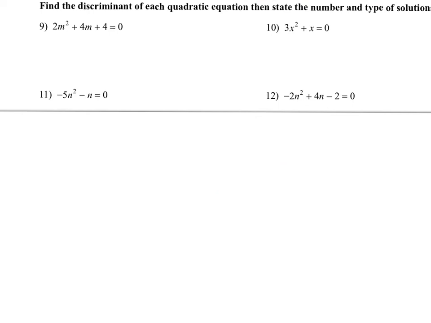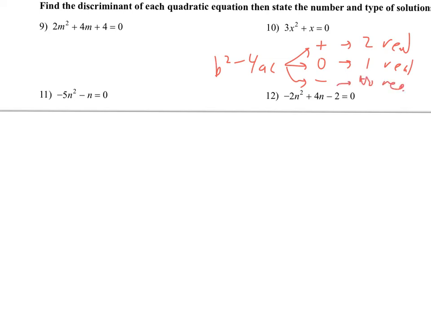All right, so same idea here. We're just going to do b squared minus 4ac. And if it comes out to a positive, that's going to mean 2 real solutions. If it comes out 0, that's going to be 1 real solution. And if it comes out to a negative, that is going to be no real solution. That is 2 imaginary solutions, but it's going to be nothing real.